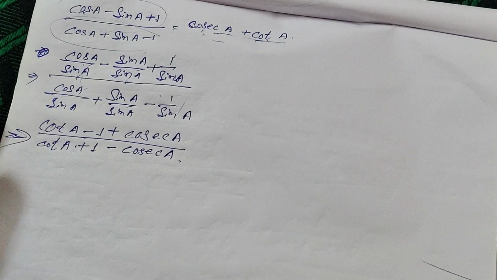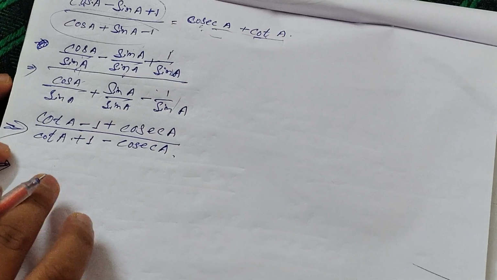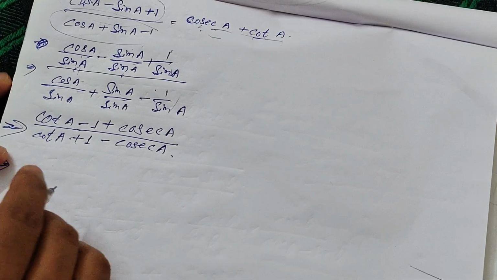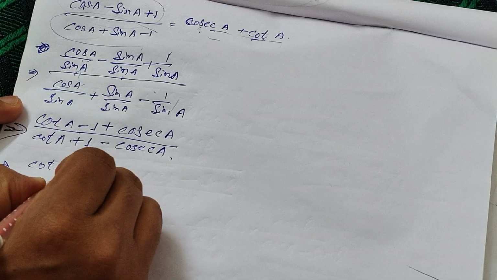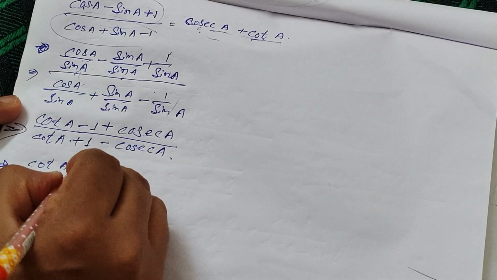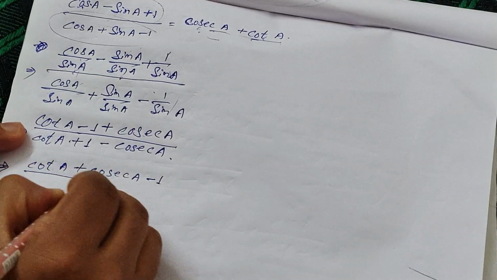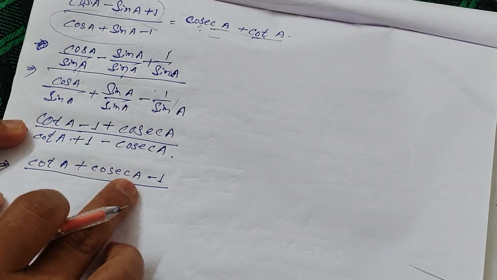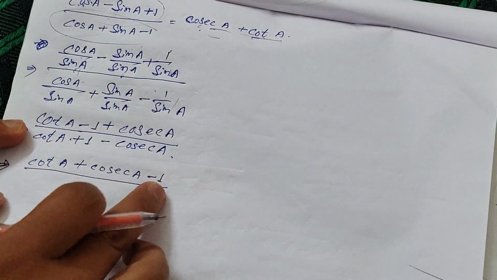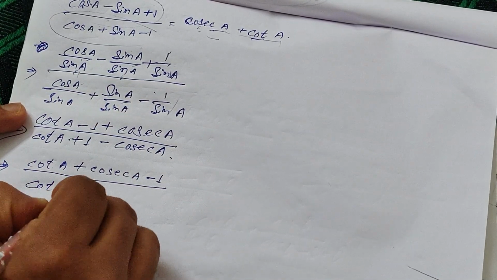Clear up to here? Now what we have to do is, cot A plus cosec A, we can write like this: minus 1 brought as cosec A minus 1. Just I brought this cosec A here and sent this minus 1 to that side. Here it is the same only.